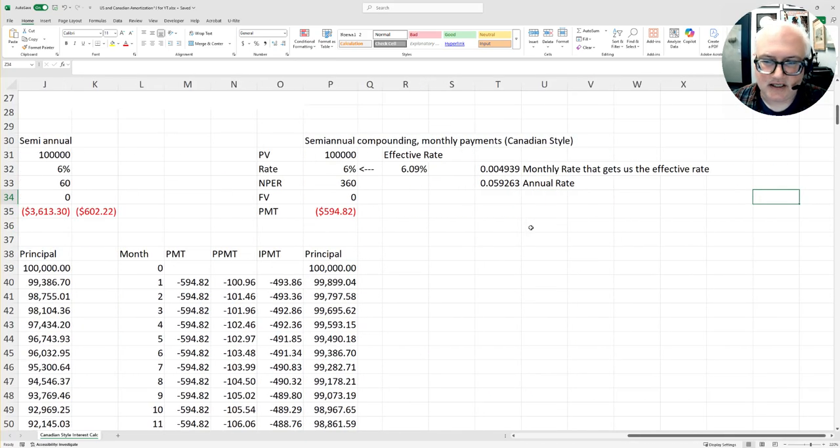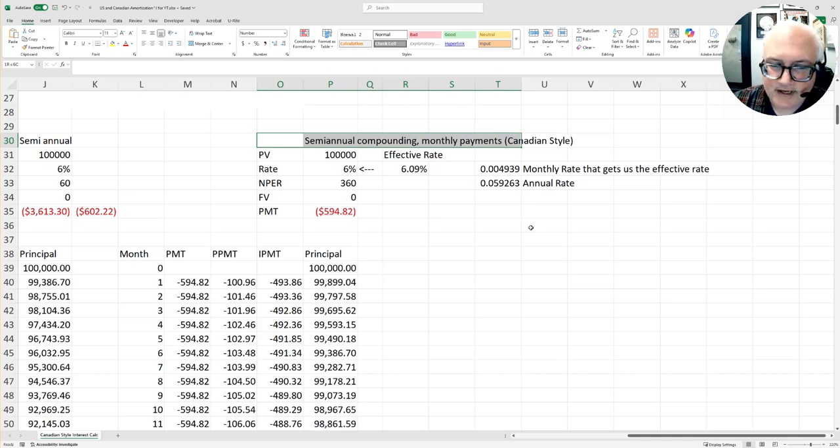What you sometimes see in Canada, and I don't know why, and if there are any Canadians who want to chime in and explain it, I'd love to see it in the comments, is semi-annual compounding with monthly payments. So you calculate the interest as if it were kicking in every 6 months, but instead of making payments every 6 months, you make monthly payments. So again, this is weird. It's a disconnect between how often you do compounding and how often you make payments. So how do we do semi-annual compounding with monthly payments?